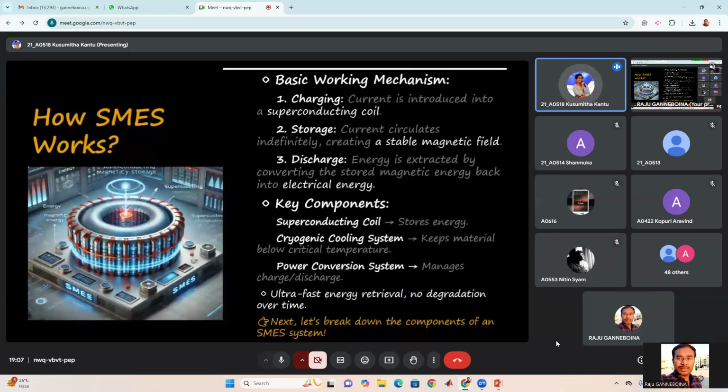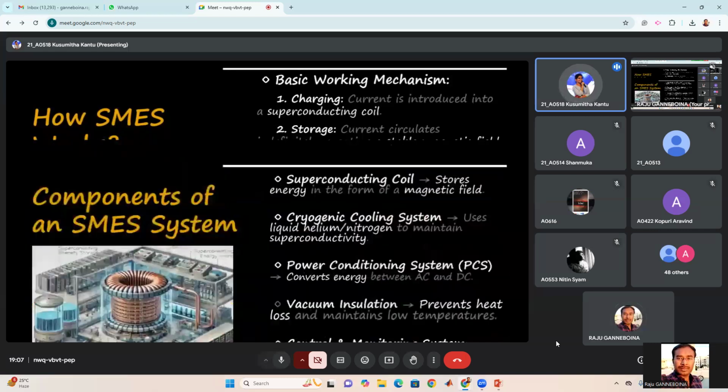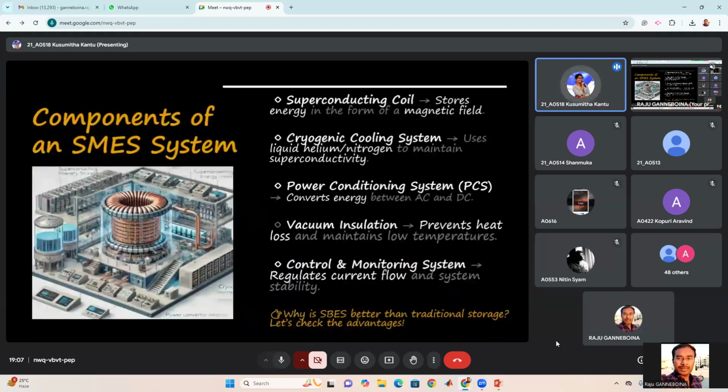Now let's explore the components of an SMES system in detail. Firstly, a superconducting coil, as I said before, is used to hold energy as a magnetic field, and then a cryogenic cooling system uses liquid helium or nitrogen to keep the system cool enough for superconductivity, and then the power conditioning system, PCS. It converts electricity between AC and DC as needed. Vacuum insulation helps to reduce heat loss and helps maintain ultra low temperatures.